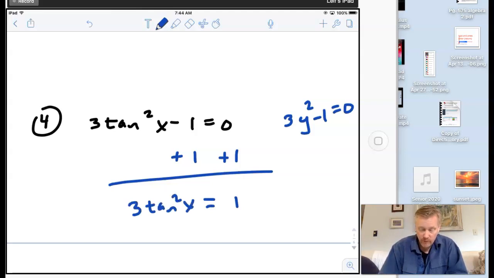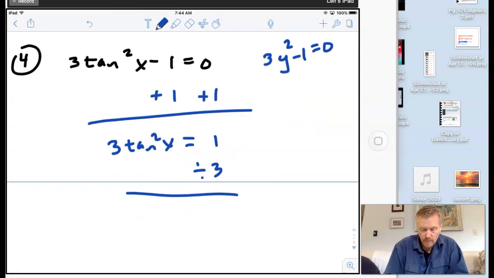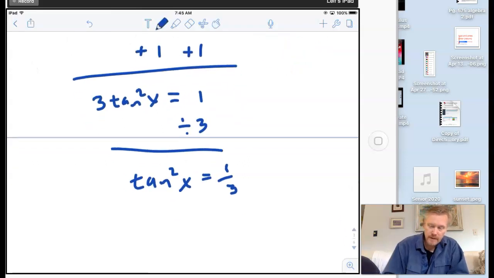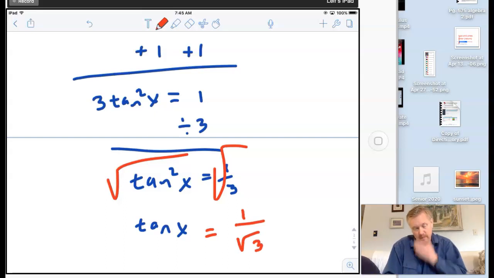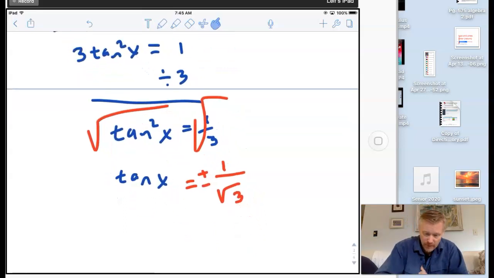So I add 1 to both sides, and then I divide by 3, and I got tangent squared of x equals 1/3. And then I have to take the square root of both sides, okay? So tangent of x equals plus or minus the square root of 1/3, which is 1 over the square root of 3. Remember, to take the square root of a fraction, take the square root of the numerator and the square root of the denominator, boom. And which is also super important, I got the plus or minus, okay? So this one, I'm actually going to end up with 4 answers.